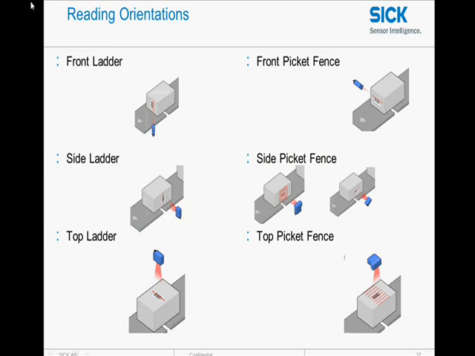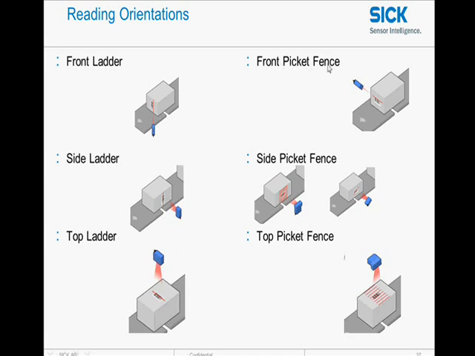These are reading orientations, and you'll see these diagrams also on the Weebly website, and you can copy them and use them if you want to paste them through into presentations. But this is front ladder reading, so the barcode's on the front, it's in ladder format. This is side ladder reading, top ladder reading. Hopefully this all makes sense. So to read these, you would use a line scanner. This one uses a line scanner, and so does this one.